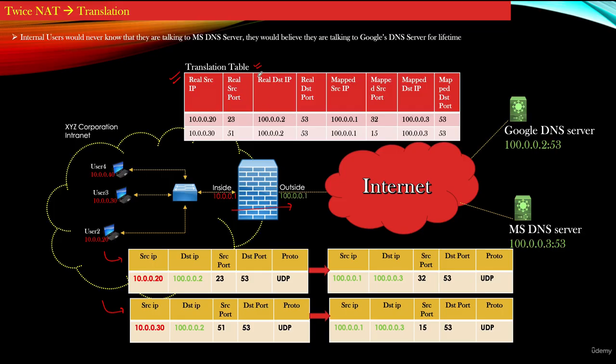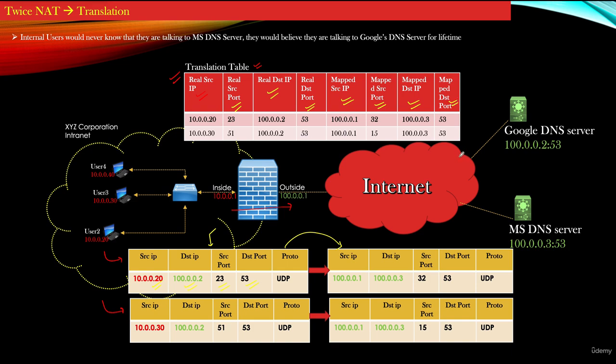And in this translation table, it keeps track of what has changed to what in the packet. So here is the real source IP address, the real source port number, the real destination IP address, and the real destination port number. And after translation, we call the translated fields mapped fields. So this is the mapped source IP address, mapped source port number, mapped destination IP address, and mapped destination port number.